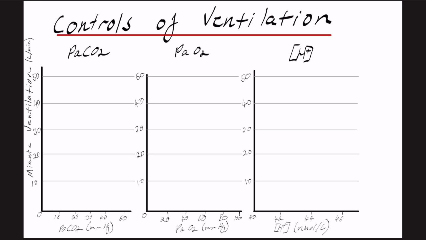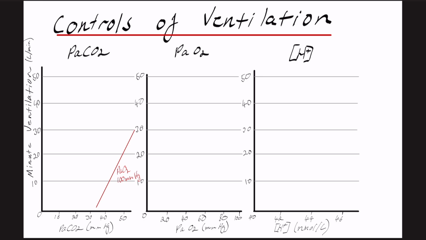So for our PaCO2, when our PaO2 is 100 millimeters of mercury, which is normal, we can see here in the red line, there's a linear relationship between increasing PaCO2 and minute ventilation. Generally, for every millimeter rise, there's about a 2 to 3 litre per minute increase in ventilation to try and match the rise to then bring it back to normal.